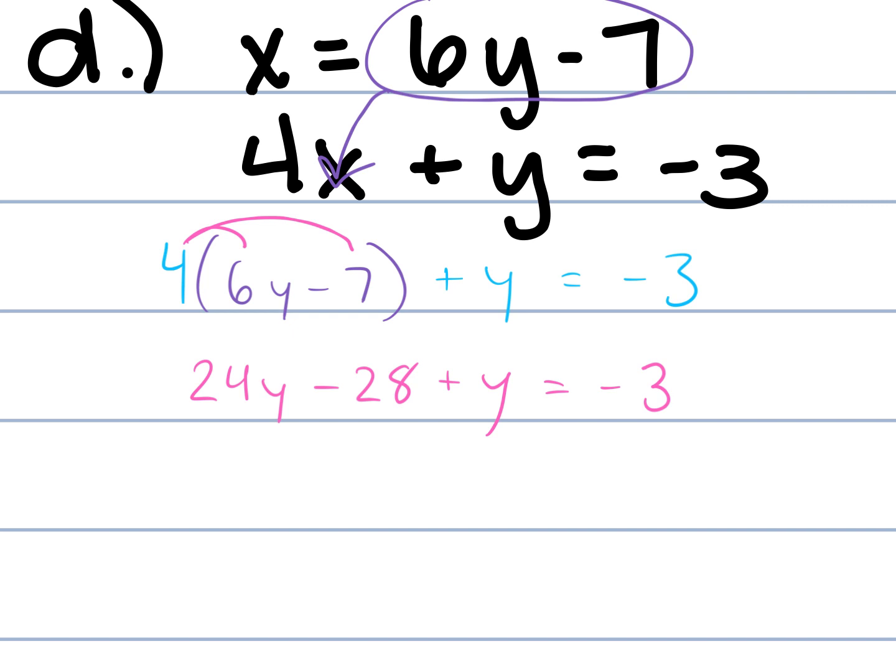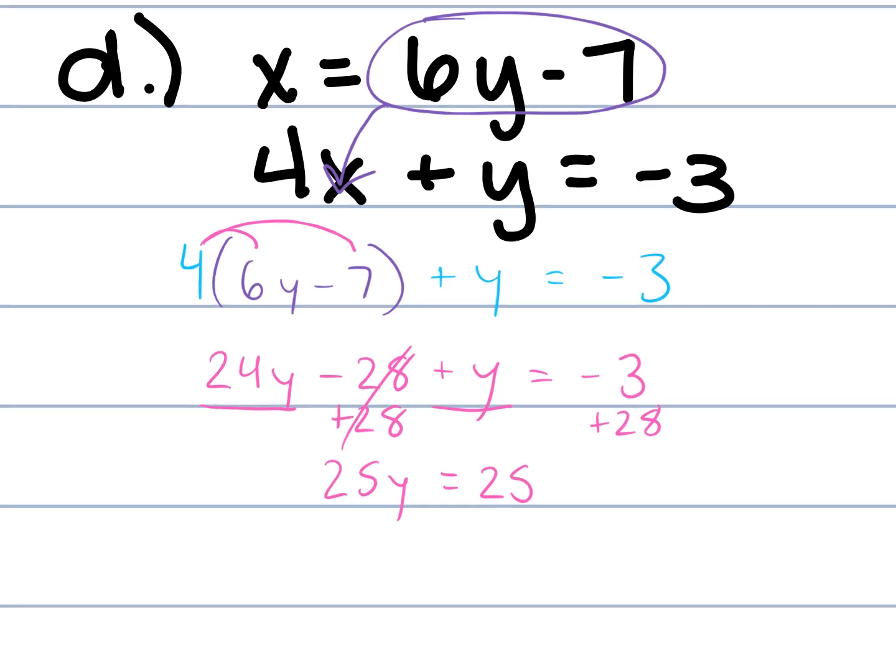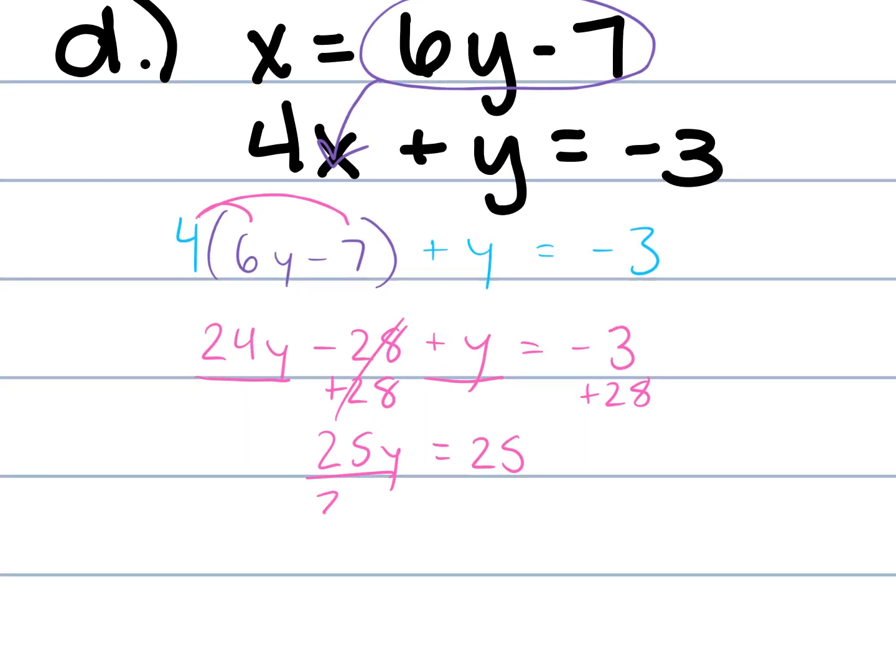What would we do next? Combine like terms. So I have 24y plus y, which would be 25y. What else could I do? Add 28 to the other side. We want to move the constants to one side, the variables on the other. What's -3 plus 28? 25. What would we do next? Divide by 25. So y equals 1.